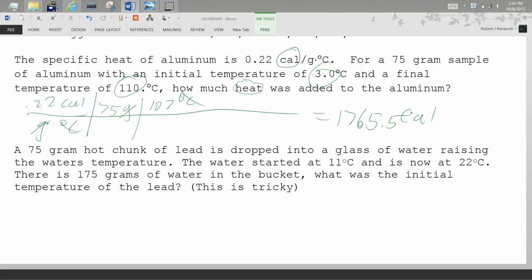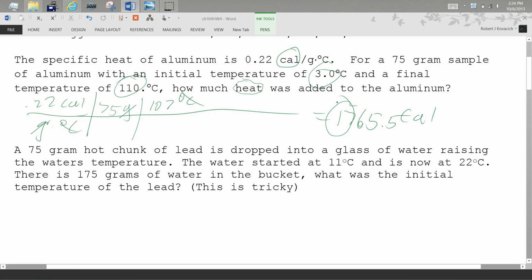18. 18, just 18? The answer is 18? 18 calories. Kcal. It's not 18 kcals either. You're off by 10. I only get to use two sig figs, so these are the only 2 that I can use.